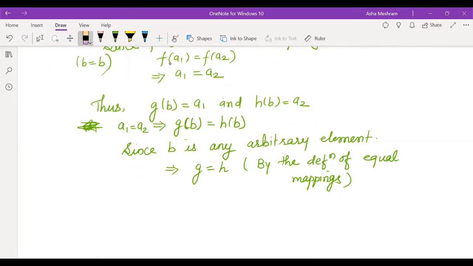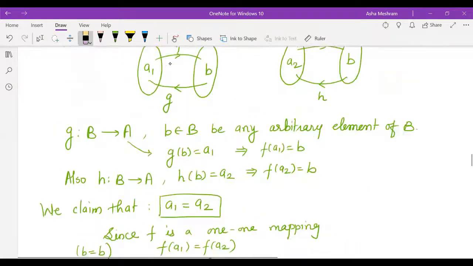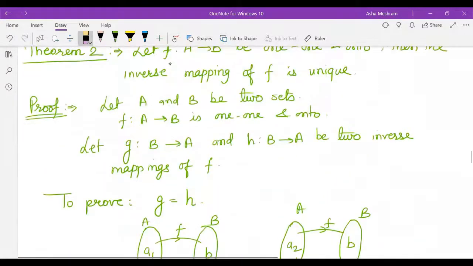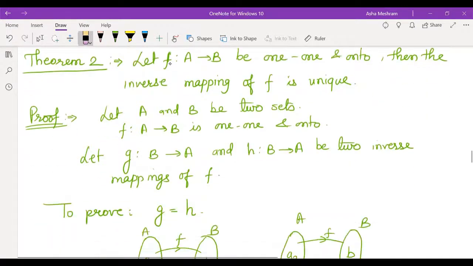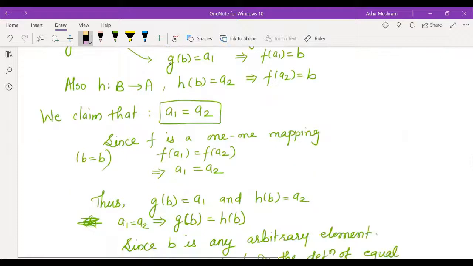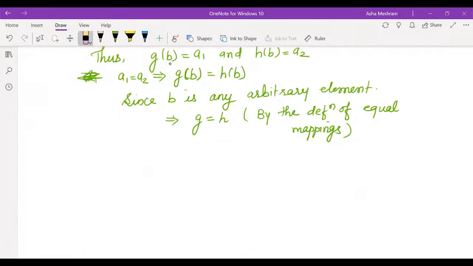So that is the only thing we needed to prove: if two inverses are there for one mapping, then they are always equal. Okay, so uniqueness we have proved. This gives that mappings G and H, they both are equal.